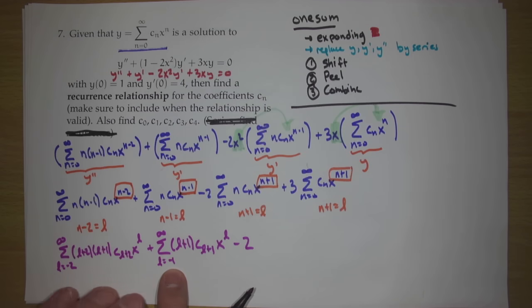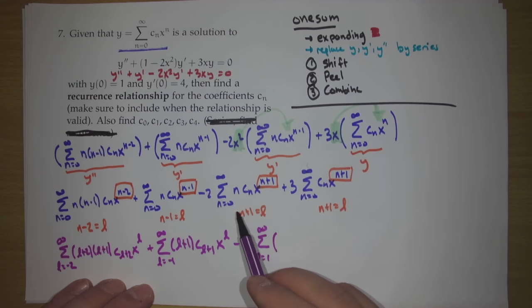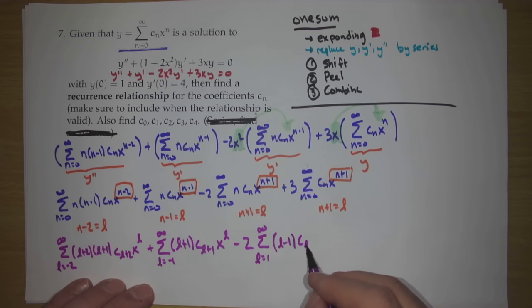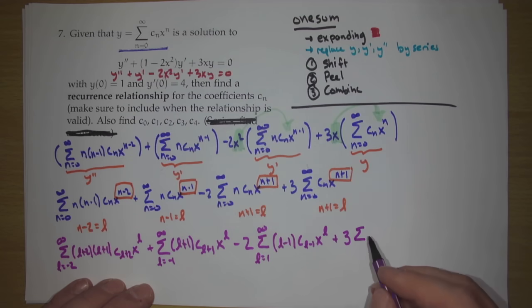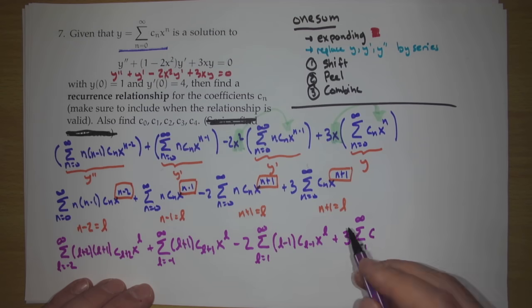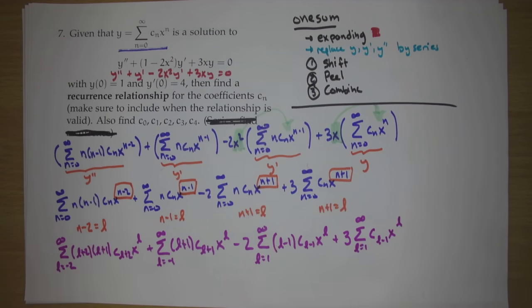So the middle sum, L equals -1 to infinity, L plus 1, CL plus 1, x to the L, minus 2. Then we have sum L equals 1 to infinity. And we're going to have L minus 1, CL minus 1, x to the L, plus 3, sum, and when you plug in n equals 0, you get L equals 1 to infinity, C, L minus 1, x to the L. All right. All the powers are agreeing now. So that's what the shift does.